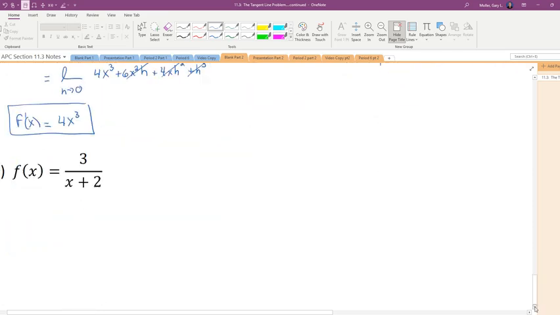All right, let's do one more and then we're done. Okay, this one's a little bit different, not a polynomial. So let's find the derivative by doing what we do. Taking the limit as h goes to 0 of 3 over x plus h plus 2 minus, I almost put plus for some reason, minus the function. All over h.